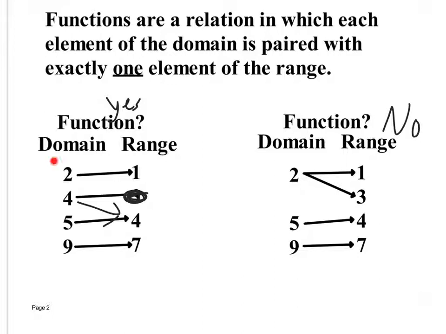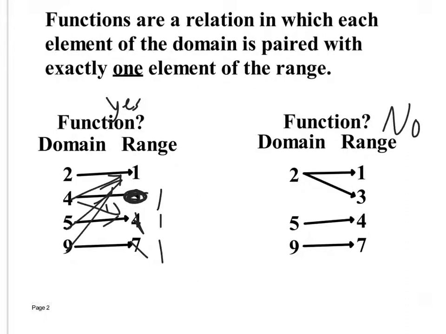You cannot have domain paired with 2 numbers, but your range can be paired with all of the numbers. If it wanted to be, you could have this be 1 and this be 1 and this be 1. That's still a function. It doesn't matter that they all go to 1. It doesn't matter that the range 1 is paired with all of the domain. Nobody cares what the range does. Domain is the only one they look at.